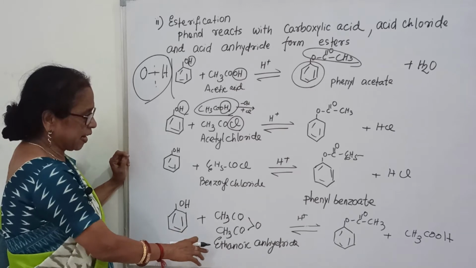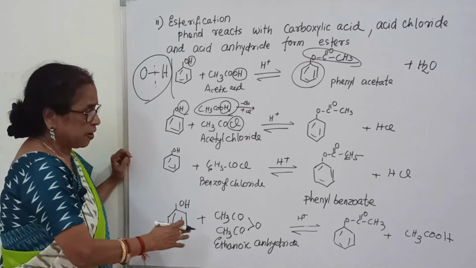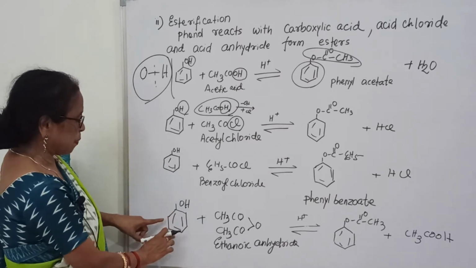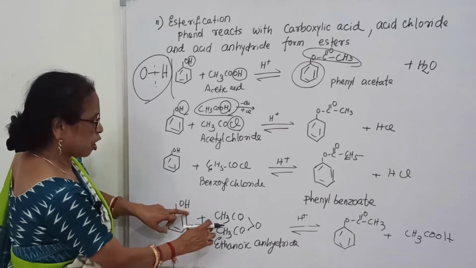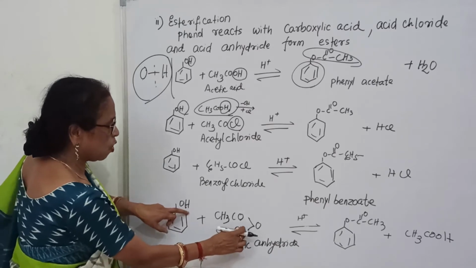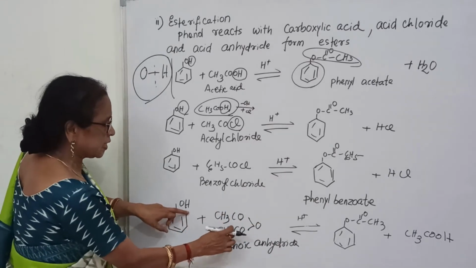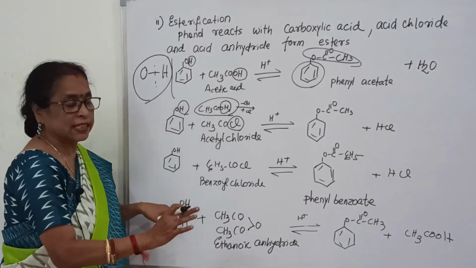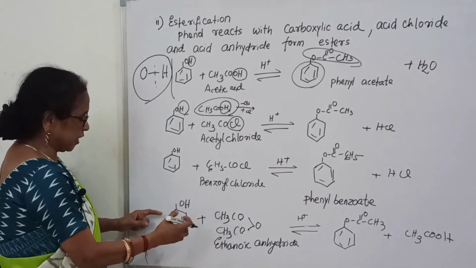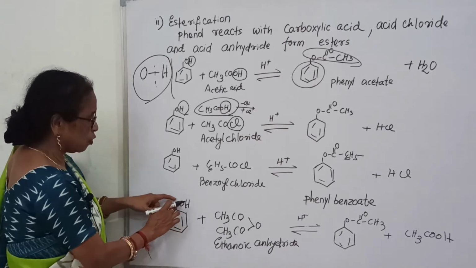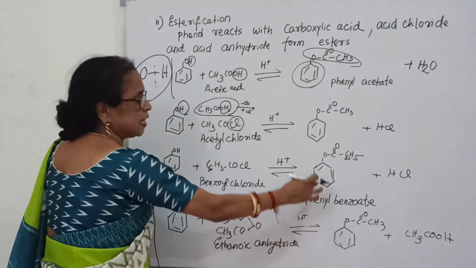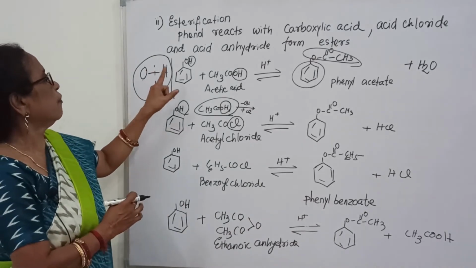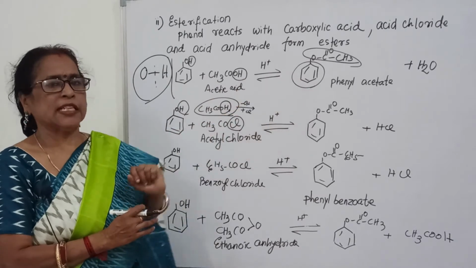Similarly, phenol, when it reacts with ethanoic anhydride, gives, see here, this part, the H comes here, CH3COOH, that is acetic acid as byproduct. So what is remaining? The phenyl part, OCOCH3, same, phenyl ethanoate. Again see, phenol reacting with acetic anhydride gives phenyl acetate.